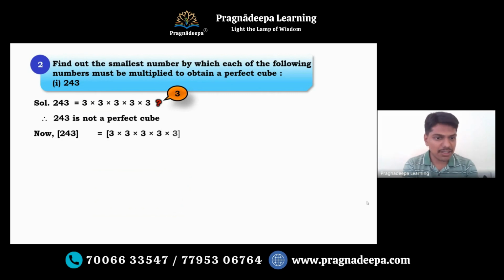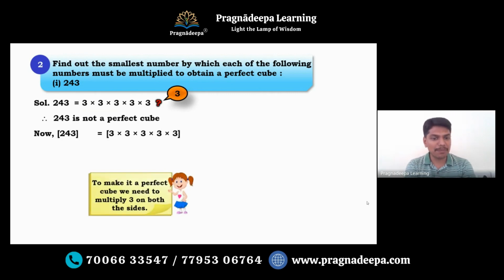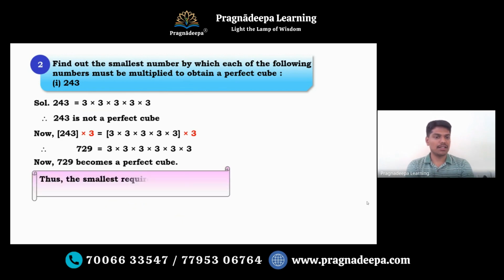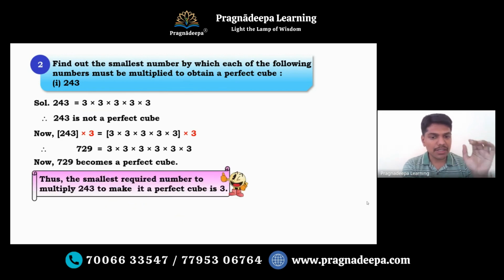Correct. 243 is not a perfect cube, but if you multiply by 3, 243 into 3, 729 is the nearest perfect cube. So you have to multiply by which smallest number to make this a perfect cube? 3. Understood? The smallest number required to multiply to 243 to make it a perfect cube is 3. Is this idea clear? Yes, sir.